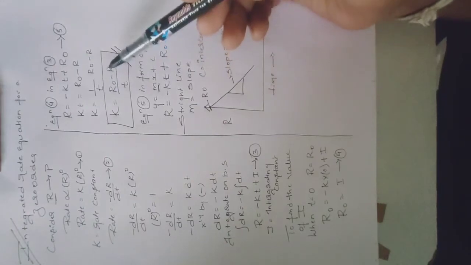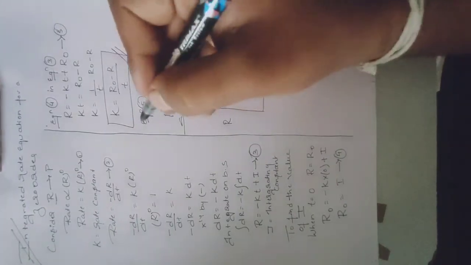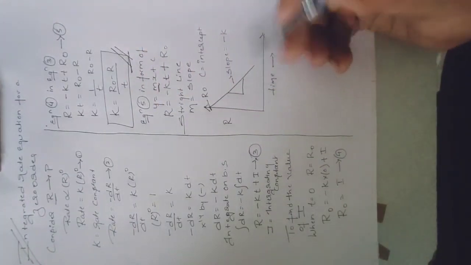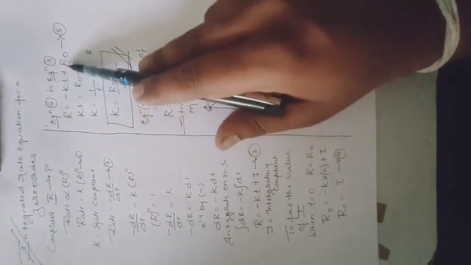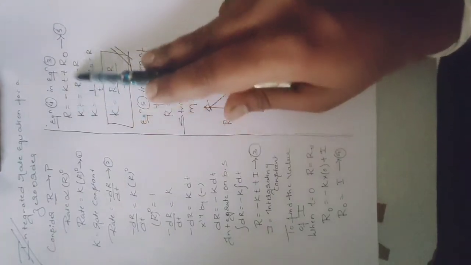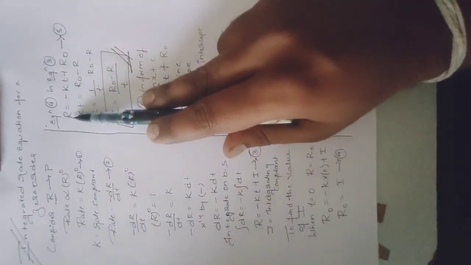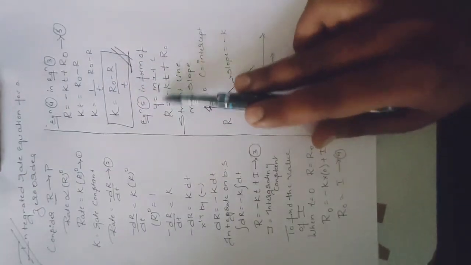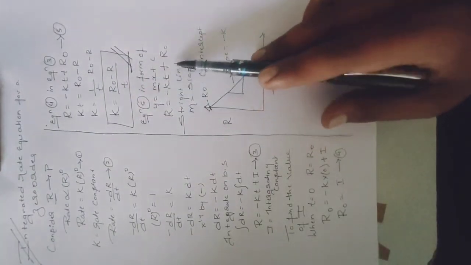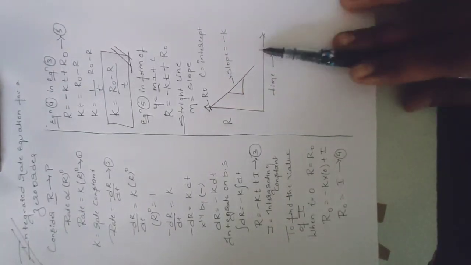Okay, do you understand this? It is over up to here for your exam purpose. It is for objective purpose. You see, equation 5, that is r is equal to minus kt plus r naught, is in the form of a straight line, that is y is equal to mx plus c. Then m is equal to slope. You see, I have written the graphical representation, correct?